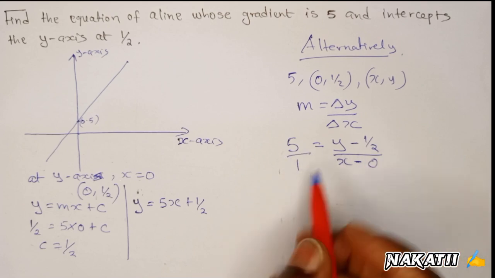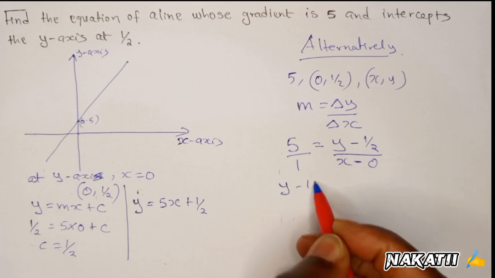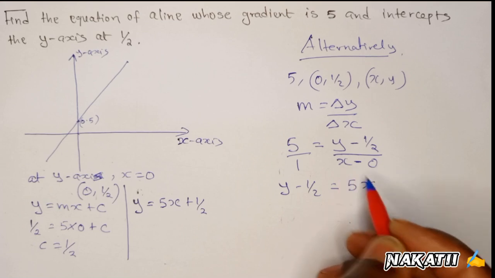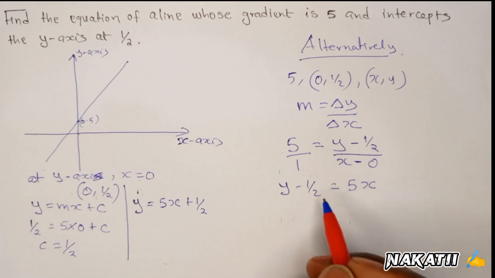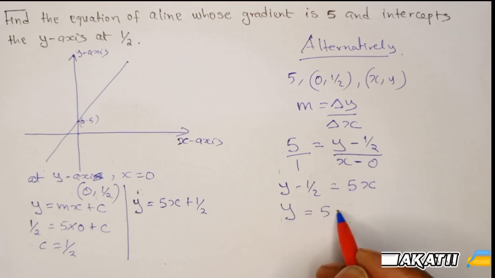So if you cross multiply this one, this will give you y minus a half equals 5 multiplied by x, because x minus 0 is x. So take this one to the other side, so we're going to have y equals 5x plus a half. You can do it that way.